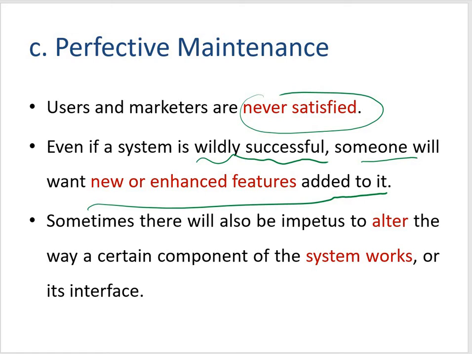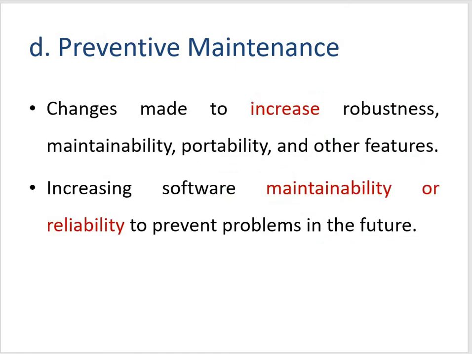Sometimes there will also be impetus to alter the way a certain component of the system works or its interface, right? Any change. Now all of a sudden, let's say Amazon may plan to bring some changes to the user interface, right? So in that case, just in order to increase the user friendliness, I need to go ahead with perfective maintenance.